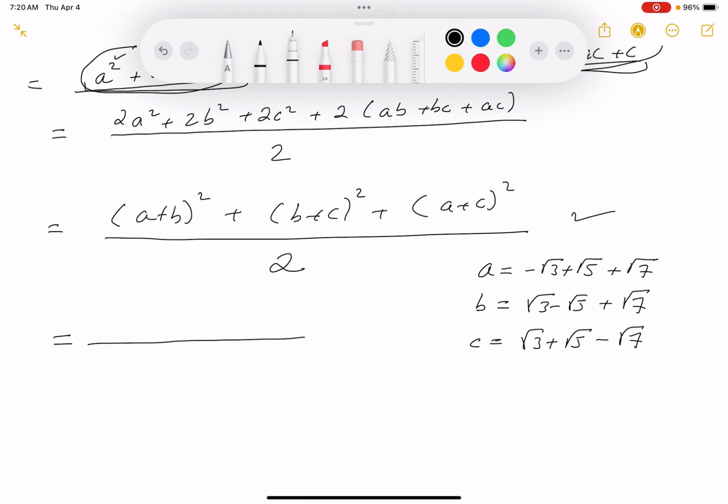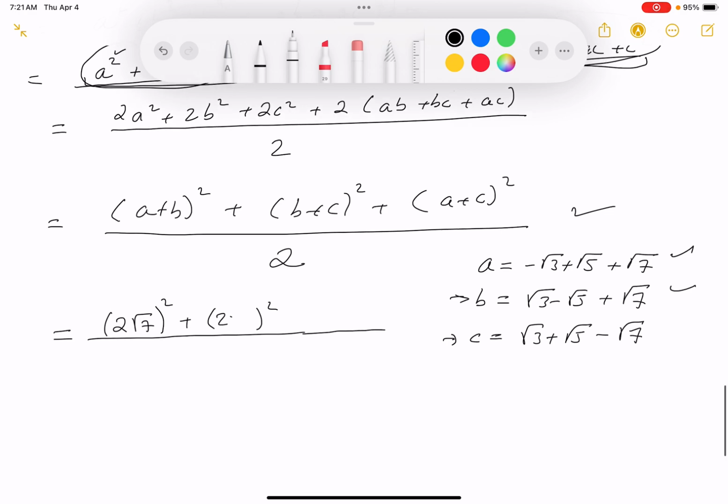For example, A plus B. What happens there? The root 3's disappear, the root 5 disappears, and I get 2 root 7's. So this will be 2 root 7's. And I can definitely square that. Let's see if the BC works out pretty nicely. Well, B plus C, I'm looking at these two now. And let's see, I get 2 root 3's, but the root 5 disappears, root 7 disappears. So I get 2 root 3's. Oh, by the way, the bottom's a 2.